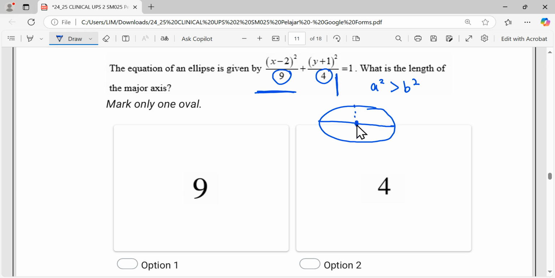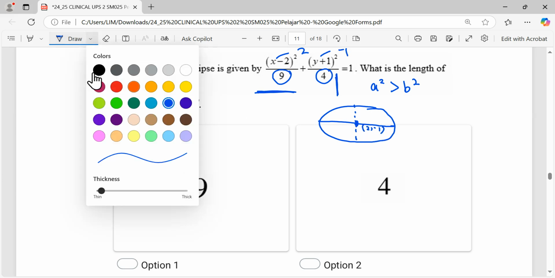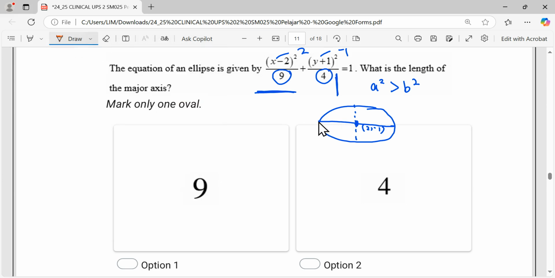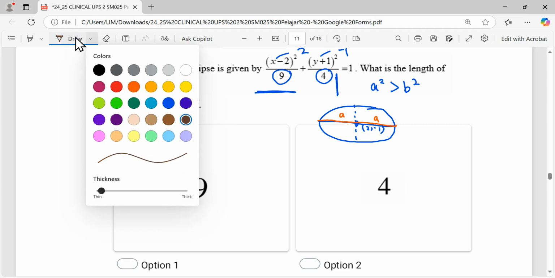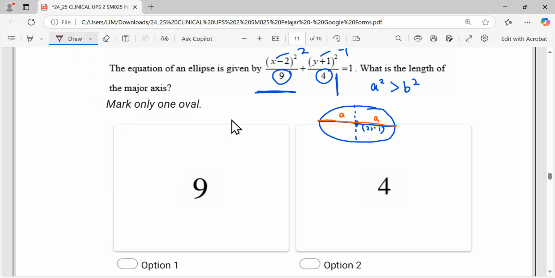So where's the center? Read out your x coordinate: x coordinate is 2, y equals negative 1. So 2, negative 1. The major axis is on the longest axis here. This is our major axis. So what is the length? This is the unit that we need to find. The value of a is for the major axis.